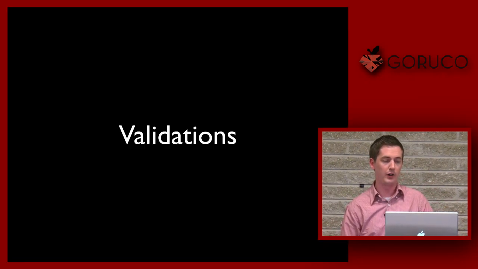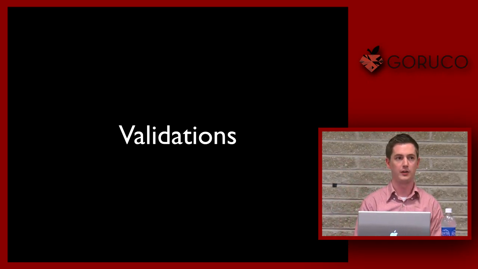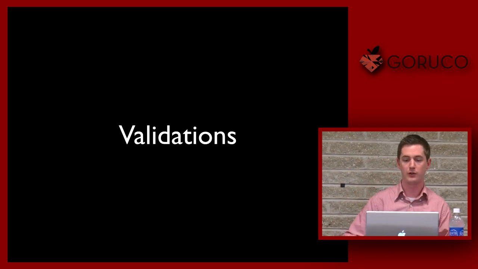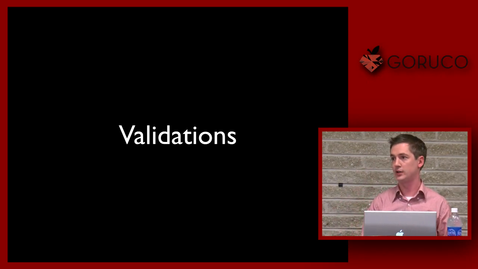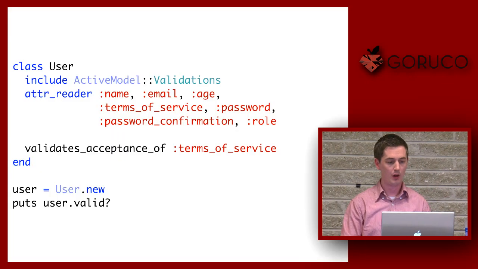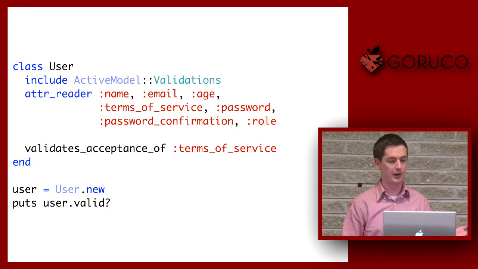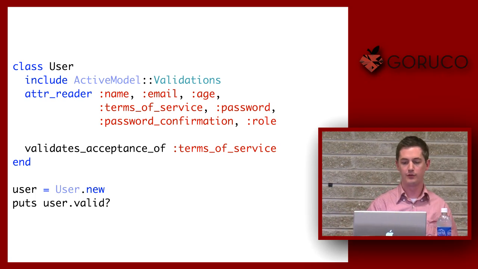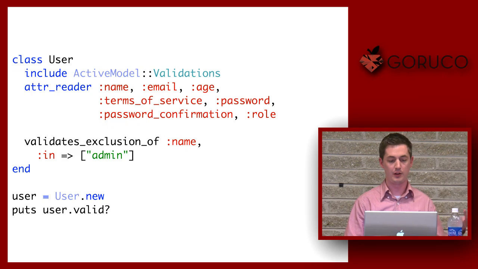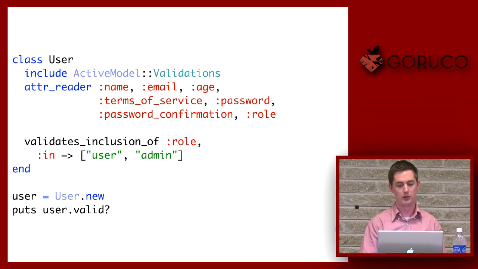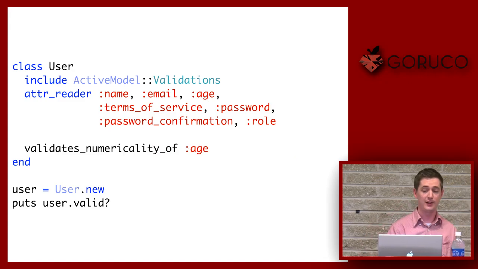So validations, I think, is really the core piece of ActiveModel, the best thing that's come out of refactoring all this stuff. It's great to be able to use these validations without having to rewrite them yourself. We'll go through these a little quickly, but basically you can see validates acceptance of, validates confirmation of, validates presence of, validates exclusion of, inclusion, format, length, numericality.